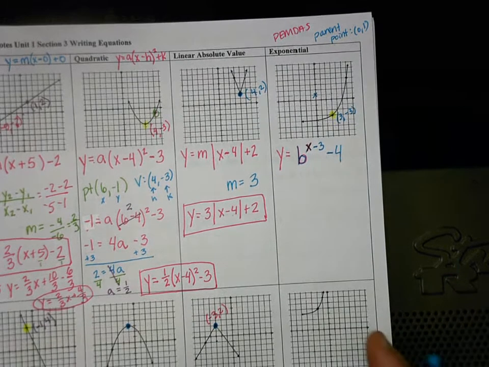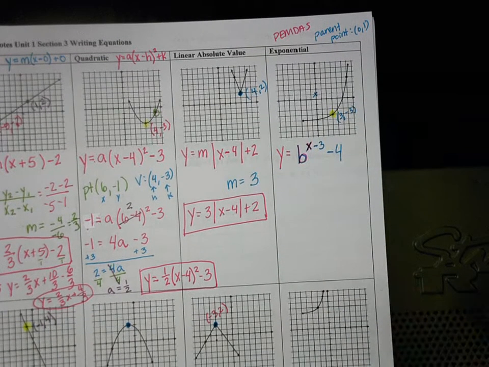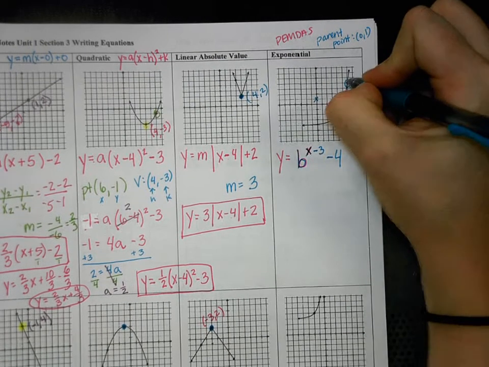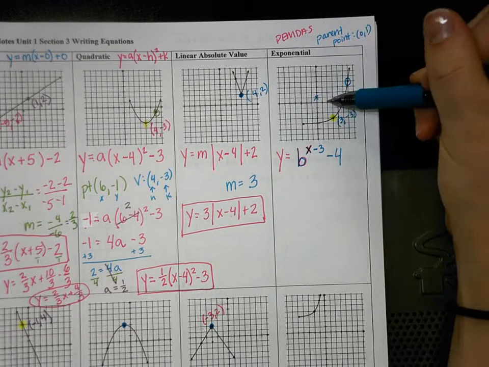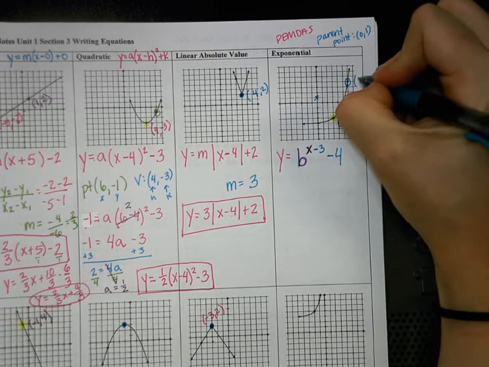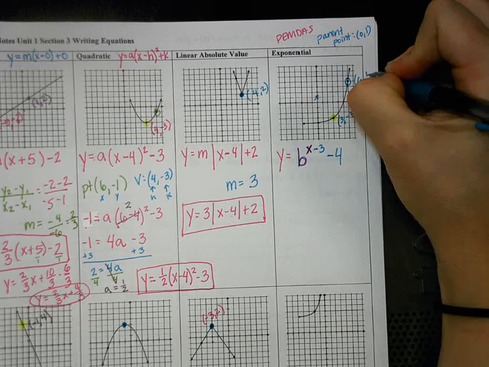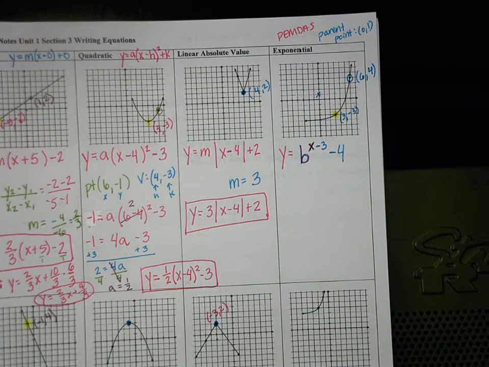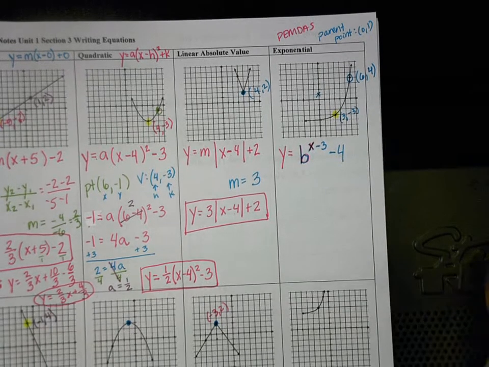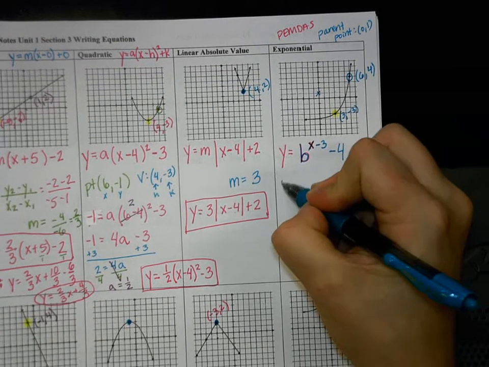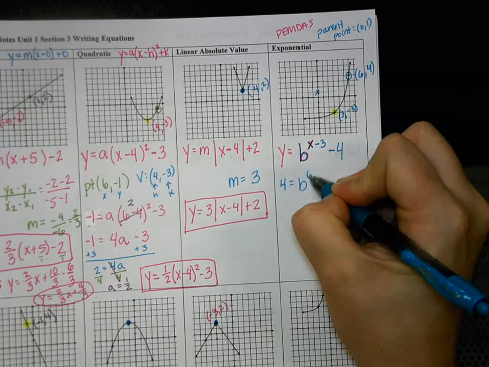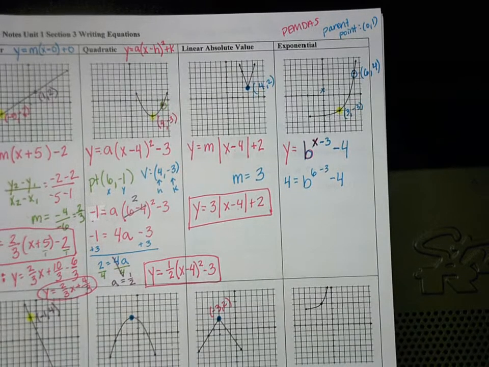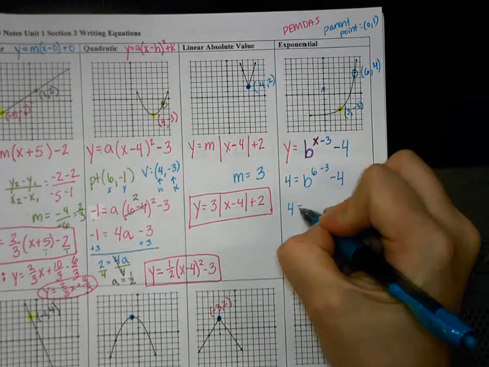And now I need to find how fast this is increasing. And I do that based off of my next point. This point right here is over 6, up how many? 4. Awesome. Okay, so we're going to plug that in. We get 4 equals b to the 6 minus 3, minus 4. 6 minus 3 is 3.